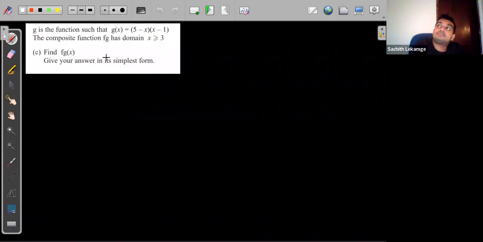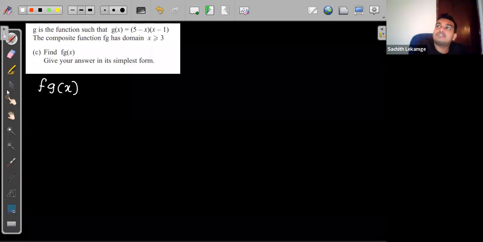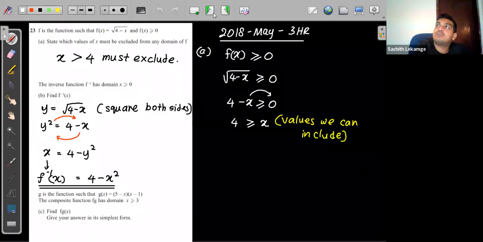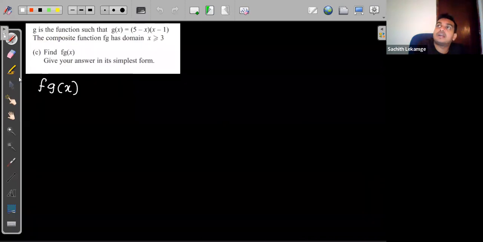Find fg(x). Okay, the question: g is the function such that g(x) equals 5 minus x, x minus 1. The composite function fg has a domain. For now, keep this in mind, maybe we need this at the end. They want you to find the composite function fg(x). What do we need to do? What is f(x)? f(x) is the square root of 4 minus x.